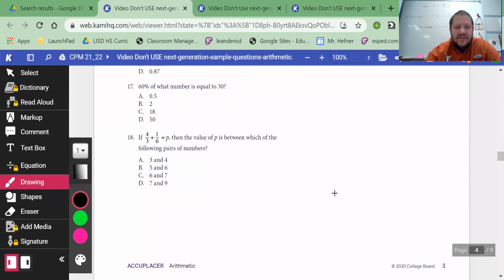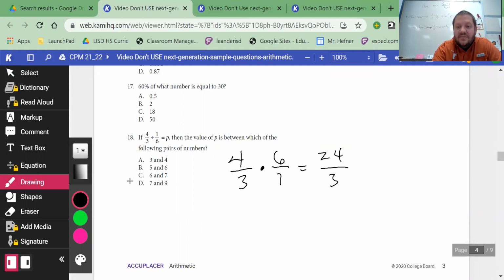That's the number sense stuff, like division of fractions, testing to see if you remember that you can divide a fraction by flipping the second one: keep, change, flip. So it's 4 times the flipped fraction, 6/1. And remember, when you multiply, you go top with top, bottom with bottom. So 4 times 6 is 24, and 3 times 1 is 3. 24 divided by 3 is 8. But this isn't necessarily asking you to solve it exactly; it's asking between what two values P would be located. Well, 8 is between 7 and 9, so I would select D.